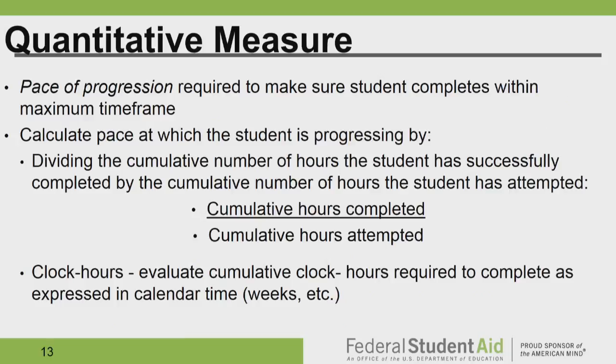We talked earlier again about pace of progression required to make sure that student is on track within the maximum time frame. So here is how you would calculate pace of progression. We're looking at the cumulative number of hours completed over the cumulative number of hours attempted. So for clock hours, you're looking at clock hours required to complete expressed in calendar time, and typically that is weeks. For credit hours, of course, it's much easier just looking at the credit hours as they stand.